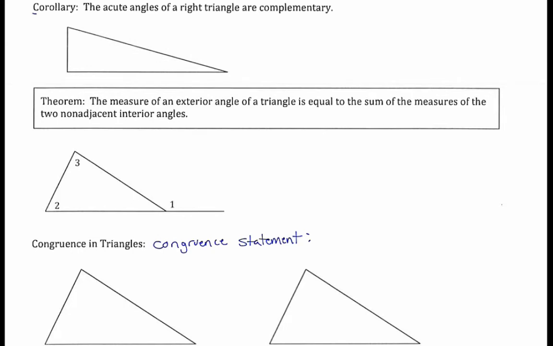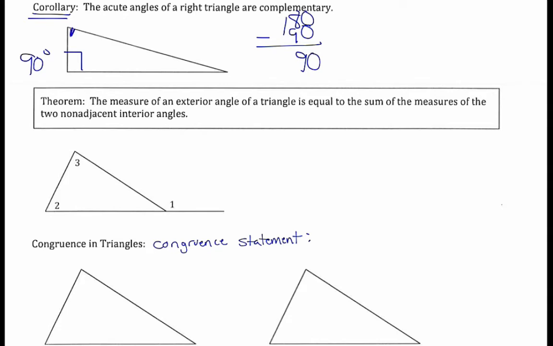A corollary is nothing more than a simple theorem based on another theorem. For example, if I told you that this was a right triangle, you know that this measures 90 degrees. So the corollary says the acute angles of a right triangle are complementary, because we just proved there's 180 degrees in a triangle, and if we take out the 90 degrees for the right angle, that leaves us 90 degrees.